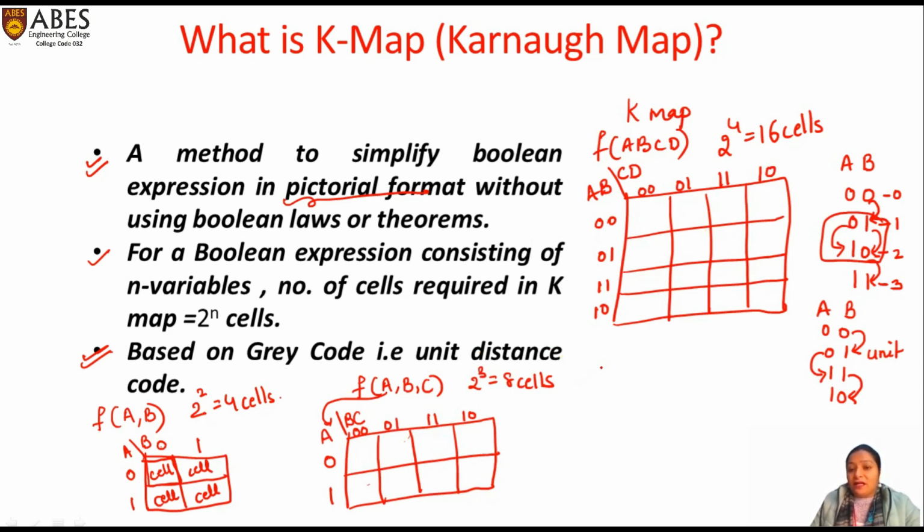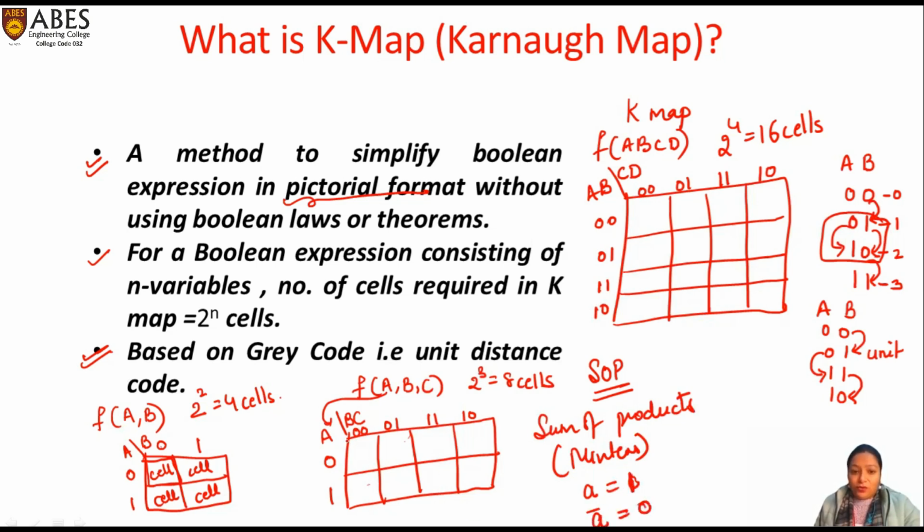Generally, we solve the K-map for SOP form. What is SOP? Sum of products. We already know about sum of products, where we find the min terms. And when we talk about min terms, we say that if a variable is in the direct form, its value is 1, and in the complement form, its value is 0. So, what is the value of this cell? This is 0, 0, 0, and the decimal value is 0.